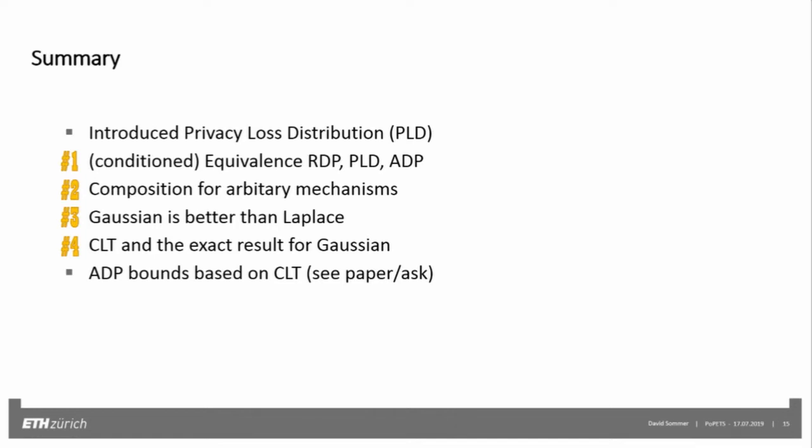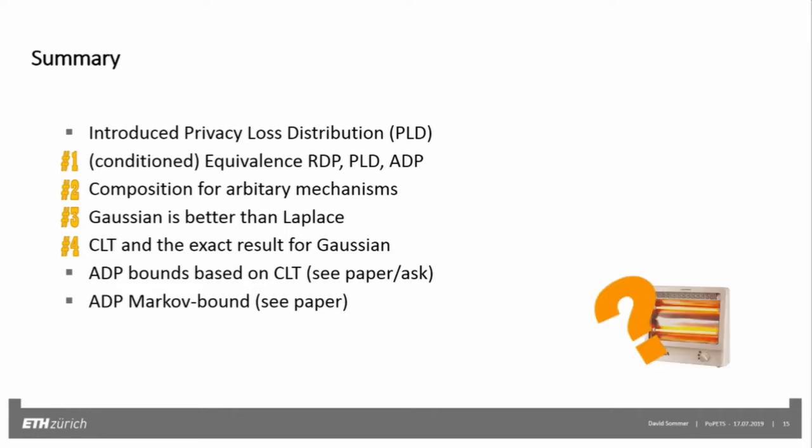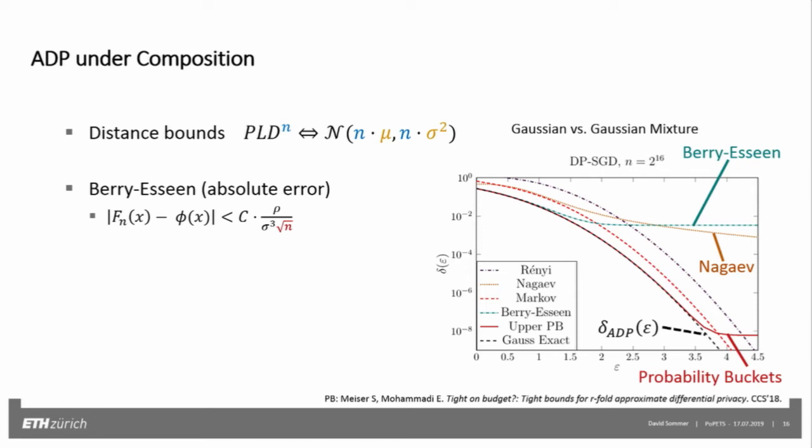We have put bounds on what we have found. And we have even an additional bound which uses the Markov inequality like Renyi divergence does. This is a very technical thing. I'm not going to talk about it. Questions later. So what I would like to talk about are the bounds we have found.